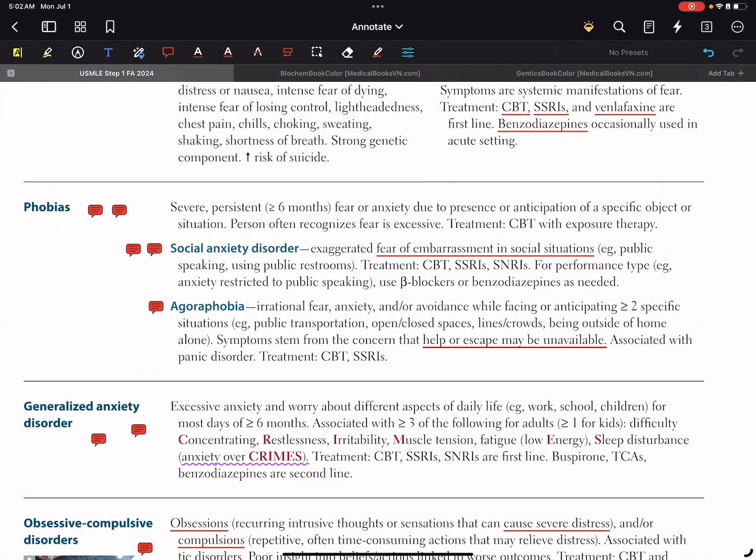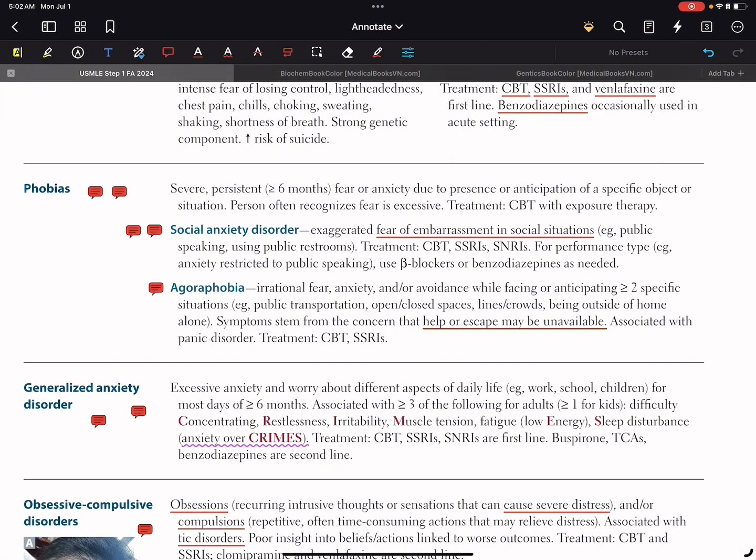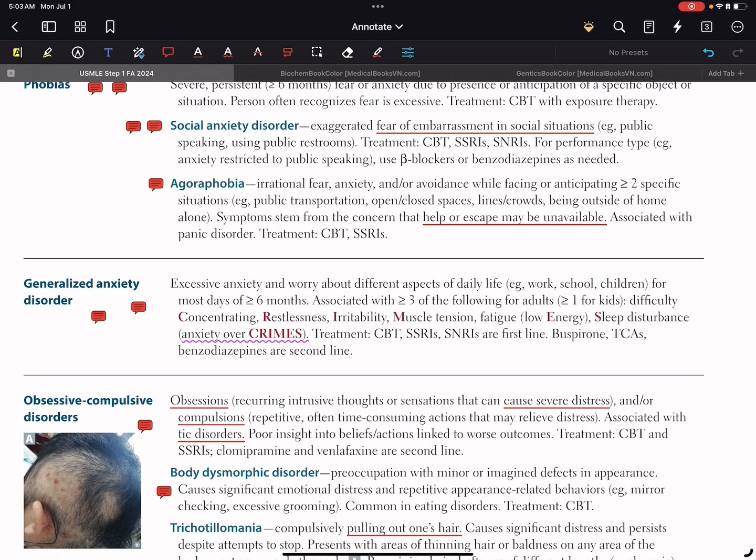Agoraphobia: irrational fear, anxiety, and/or avoidance while facing or anticipating more than 2 specific situations: public transportation, open or closed spaces, lines, crowds, being outside of home. Symptoms stem from the concern that help or escape may be unavailable. Associated with panic disorder. Treatment: CBT, SSRI. Generalized anxiety disorder: excessive anxiety and worry about different aspects of their life, work, school, whatever.